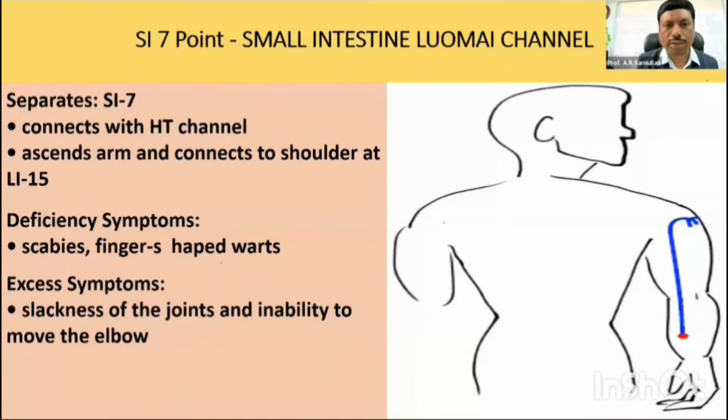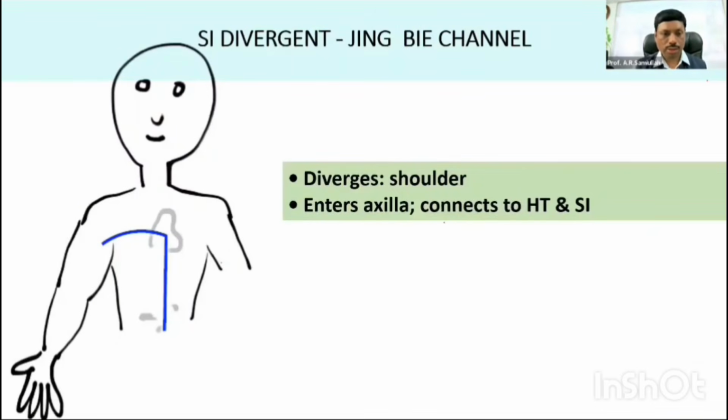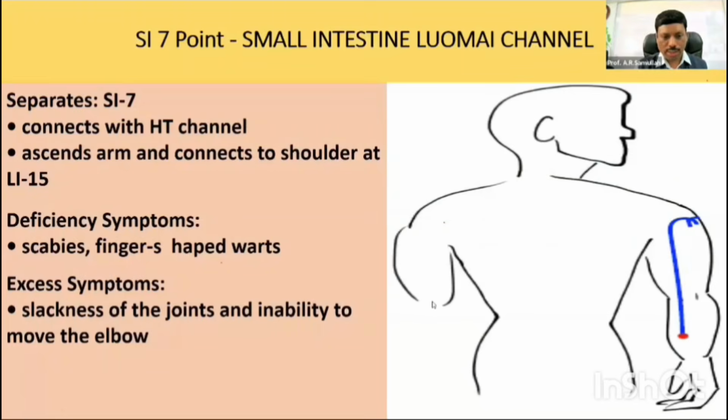Small intestine 7 is called Zhizheng. Where is the point? SI7 is located here. From here, it communicates to the shoulder region. That is called the Luo connecting point, the interior and exterior communicating point, or the husband and wife meeting point. That meeting point is here on the SI7. That is a communicating point.